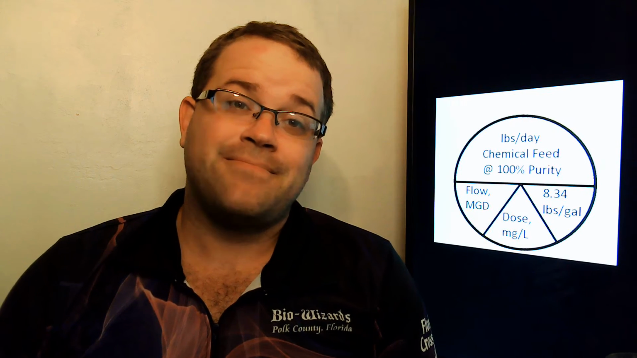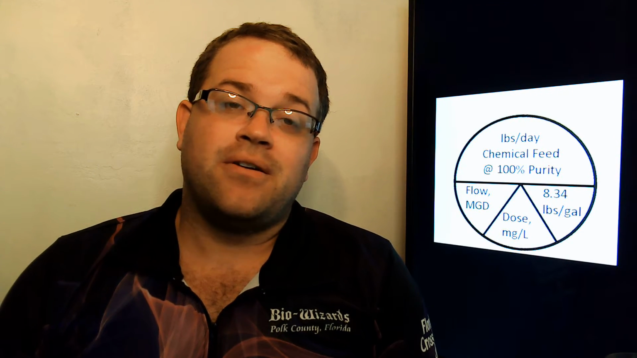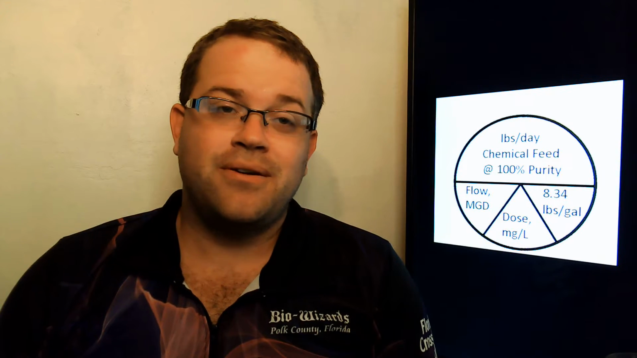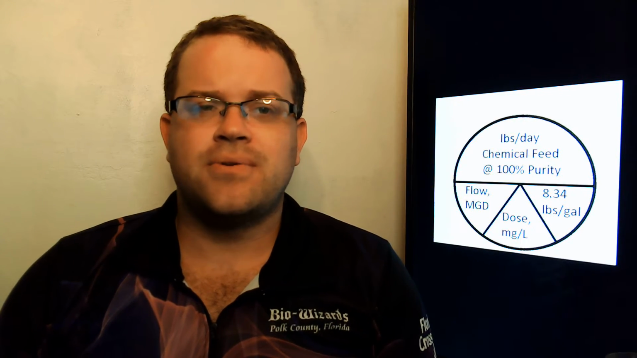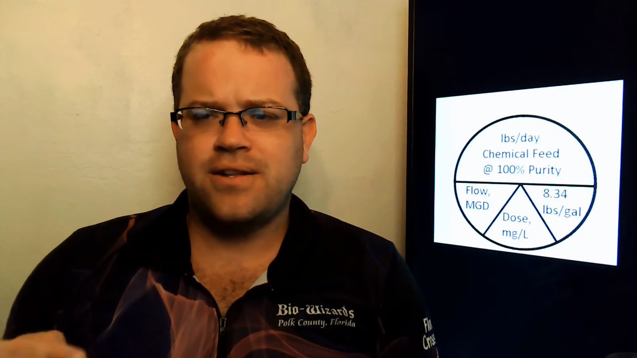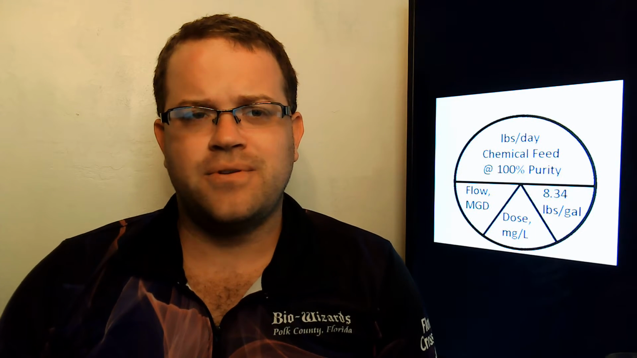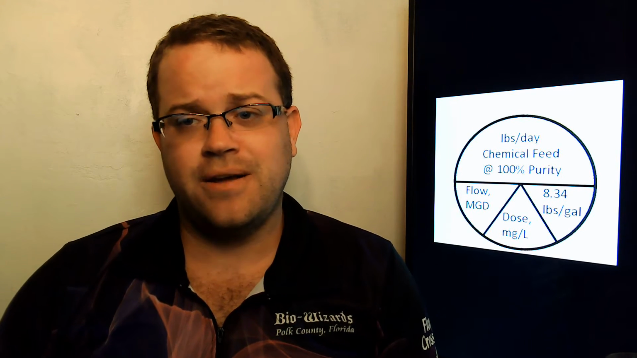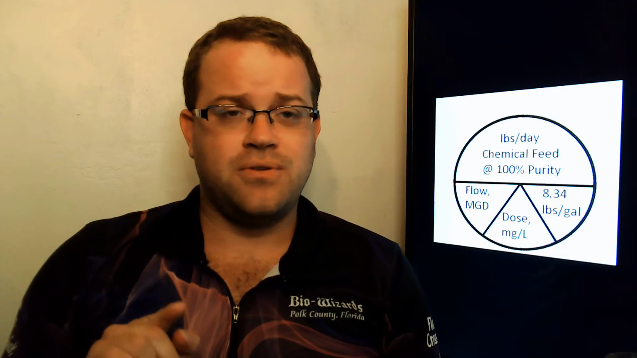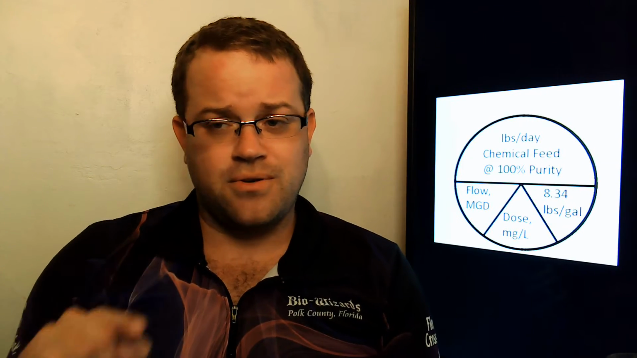Pounds per day is on the top. That's at 100% purity. So the only time you're dealing with 100% purity is gas chlorine. So if it calls out a different purity, you're going to have to adjust that top one to the purity. Okay. So to get the top, you're going to times across the bottom.